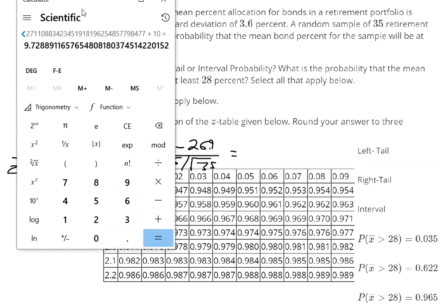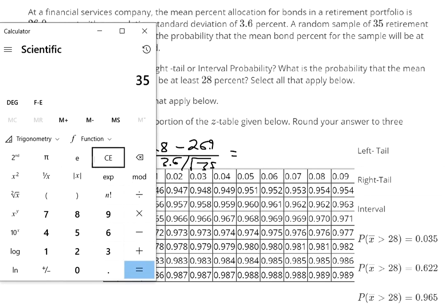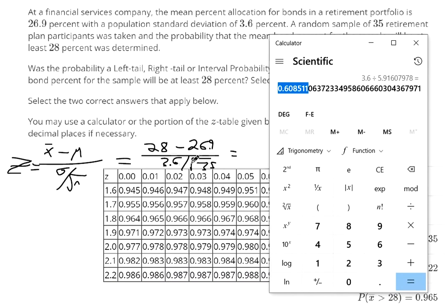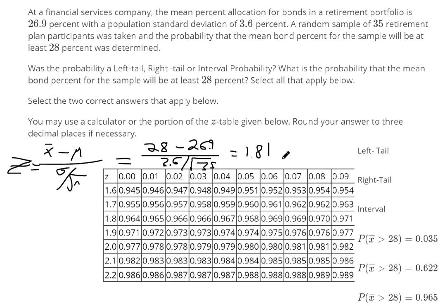Okay, so I'm going to do the square root of 35 first. I'm going to copy that to my clipboard. And then I'm going to do 3.6 divided by that standard deviation. So 0.068, and a bunch of numbers there. Let's copy a bunch of them. So I hit Control-C on my keyboard to copy that. Command-C if you're on an Apple product. Okay, so that's the denominator. The numerator is 1.1, and I want to divide that by the number I got from my denominator. So I got 1.81 if I round for my z-score.